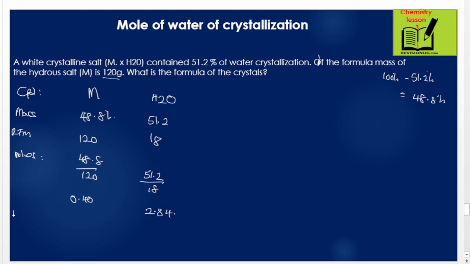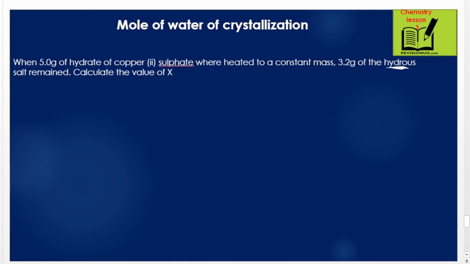Now here it is giving us 2.84. So we are going to get the molar ratio. Remember, for the molar ratio, we take the smallest, so 0.40 is the smallest, and then 2.84 divided by 0.40. This is a 1. Then here we divide by 0.40. What are we getting? We are getting 7. Therefore the formula for the crystalline salt is X.7H2O, the heptahydrate, whereby the value for x is 7. So there are 7 molecules of water of crystallization.